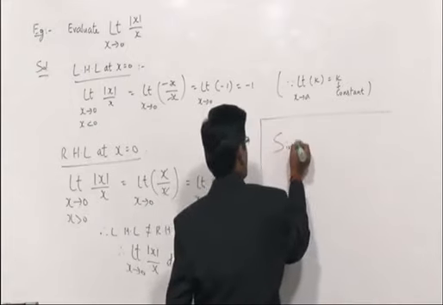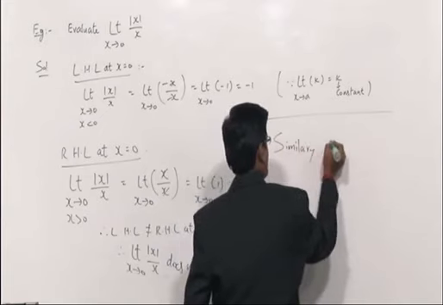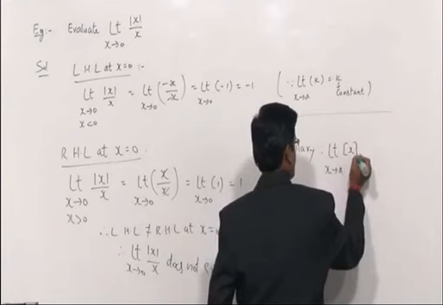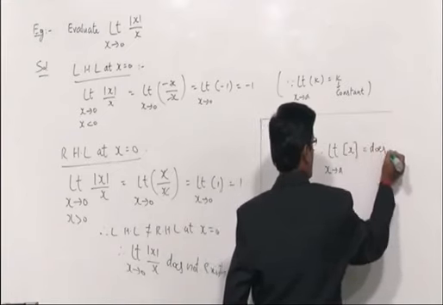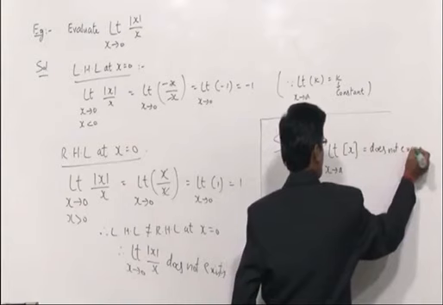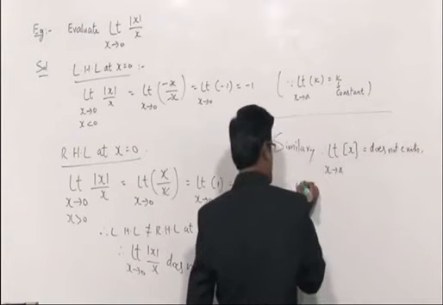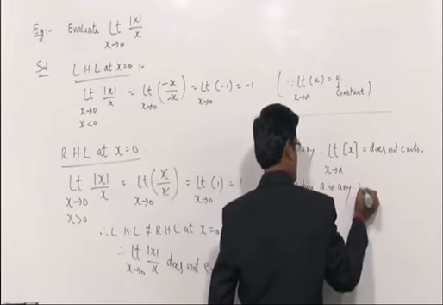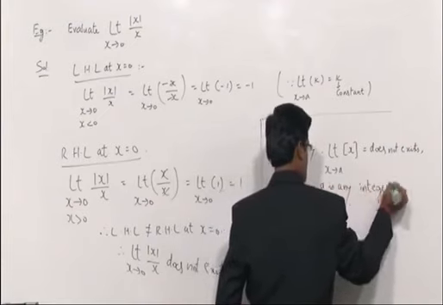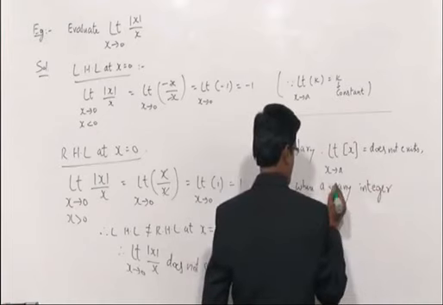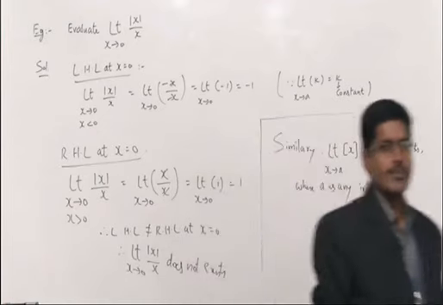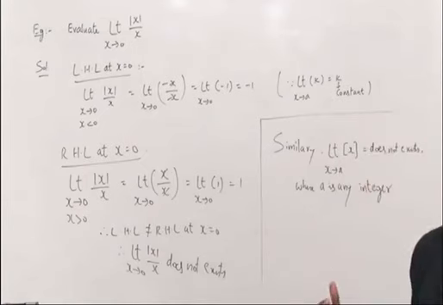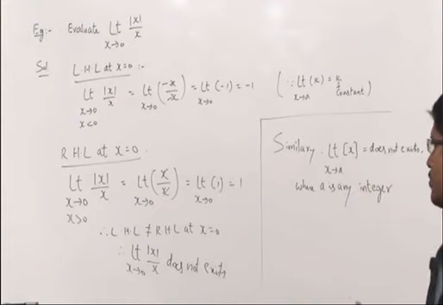Similarly, limit x tends to a of the square bracket x, the greatest integer function, does not exist, where a is any integer. Just take 0 as above, and later you check whether it exists or does not exist.